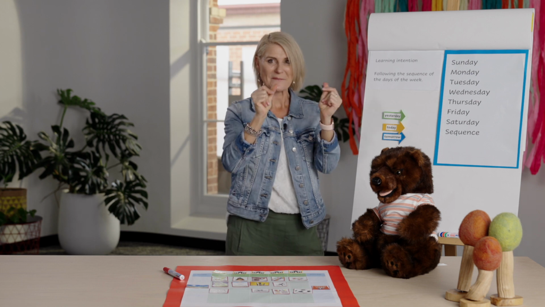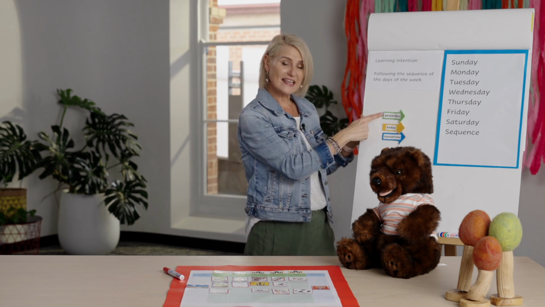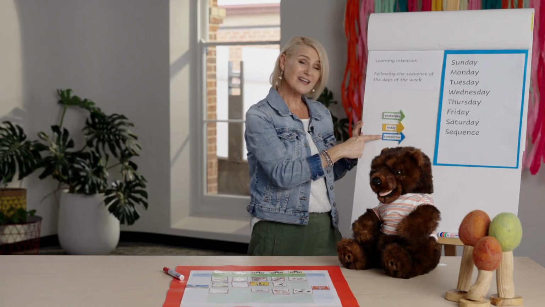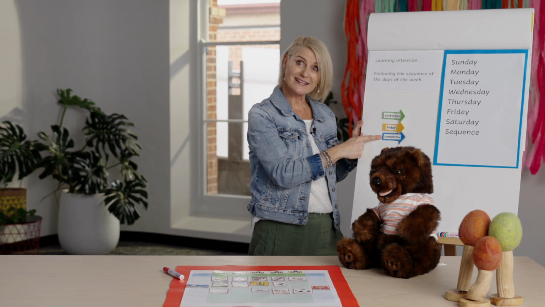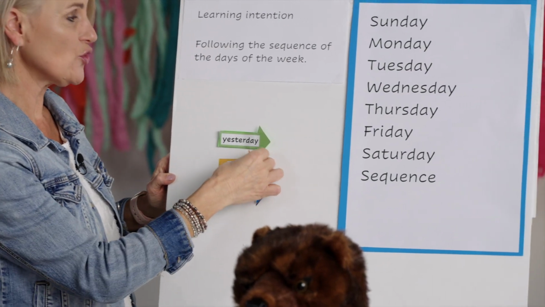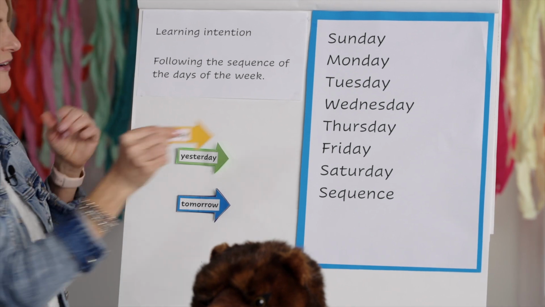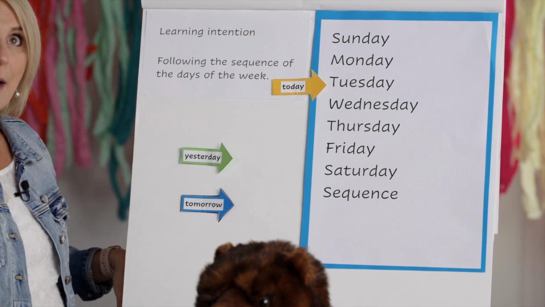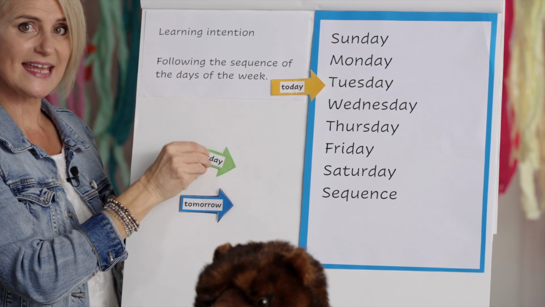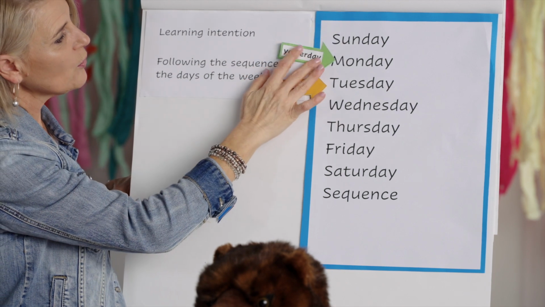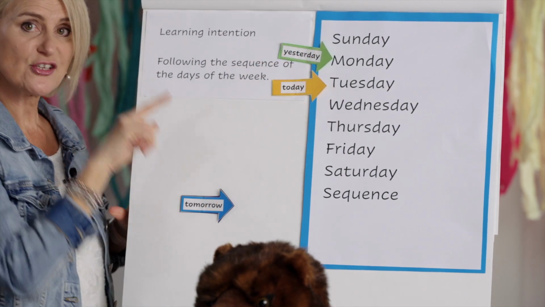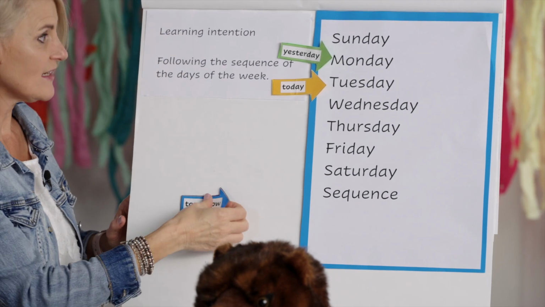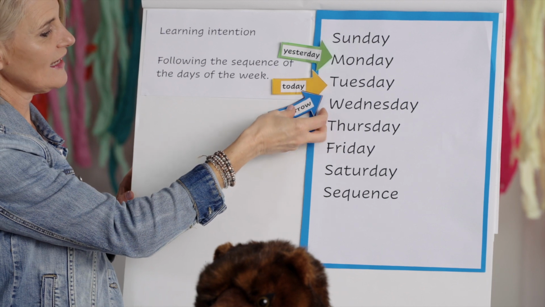Do you know, we need to think about what day it is today, what day it was yesterday, and what day it will be tomorrow. For us here today, it is Tuesday. I'm going to put our arrow right next to Tuesday. Yesterday has already happened. It happened in the past. Yesterday, for us, was Monday. And tomorrow hasn't happened yet. It's going to happen in the future, after today. Tomorrow, for us, is Wednesday.